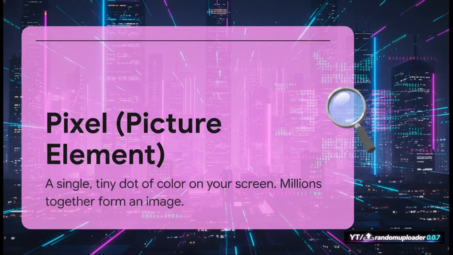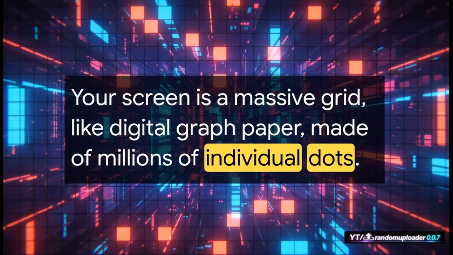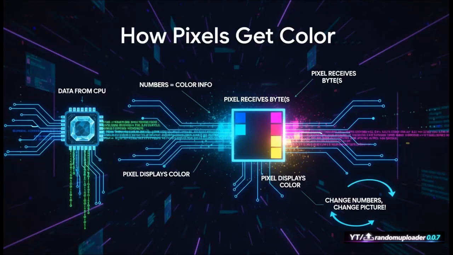And the hero of this story is the pixel. You've heard the word a million times, right? All it is is one single tiny dot of light on your screen. It's the smallest piece of the picture. And here's the thing you've got to realize. The screen you're looking at right now isn't one solid image. Nope, it's a massive grid, like a piece of digital graph paper, made up of millions and millions of these little individual dots.